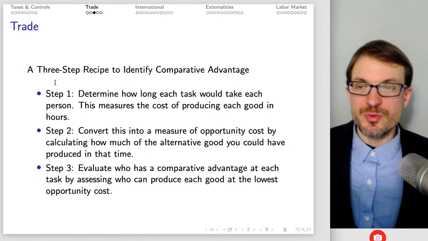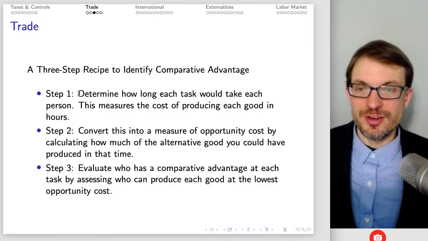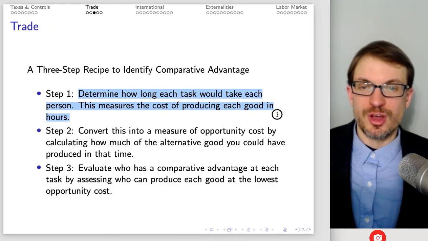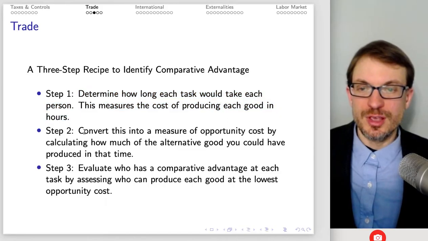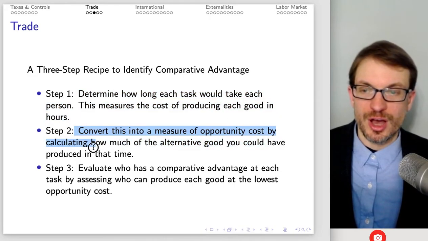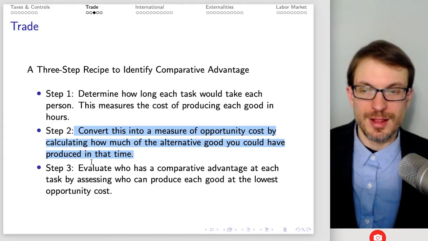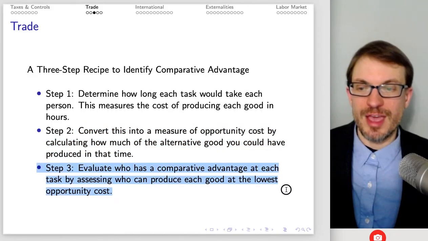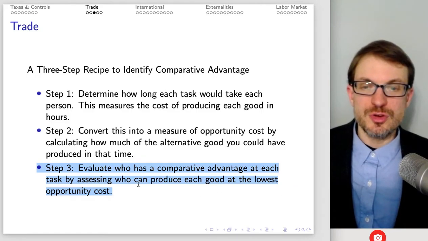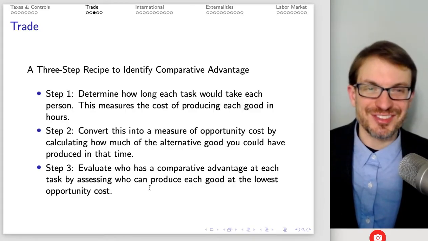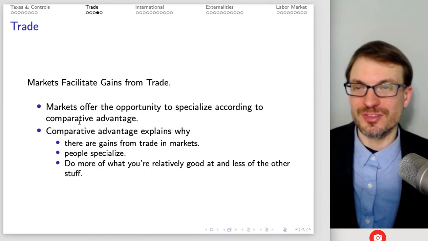All right, so here's our 3-step recipe to identify comparative advantage. Determine how long each task takes each person. This measures the cost of producing each good in hours. Convert this to a measure of opportunity cost by calculating how much time of the alternative good you could have produced in that time. And then evaluate who has a comparative advantage at each task by assessing who can produce each good at the lowest opportunity cost. And then assign that task to whoever it is that has the lowest opportunity cost.